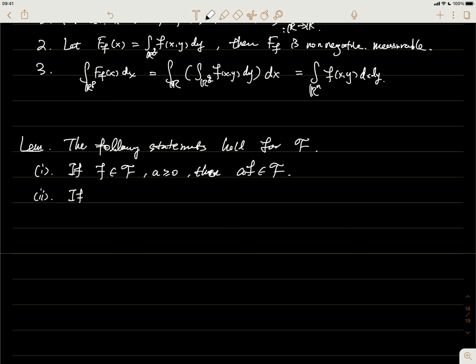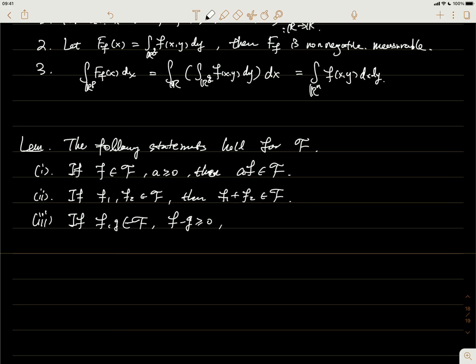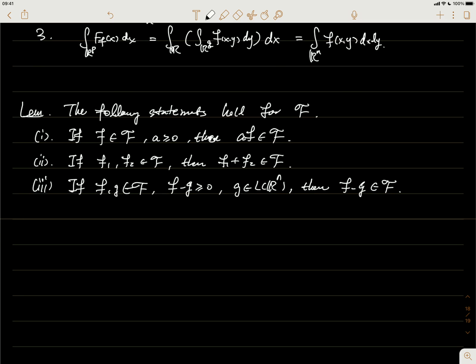The second is that if f1, f2 are both in F, then their sum is in F. The third one is that if f and g are both in F, f is greater than or equal to g, or f minus g is greater than or equal to 0 for every point x, y, and also g is integrable over Rn, then I can show that f minus g is also in F. It's also in this set. Okay, it's closed under difference.